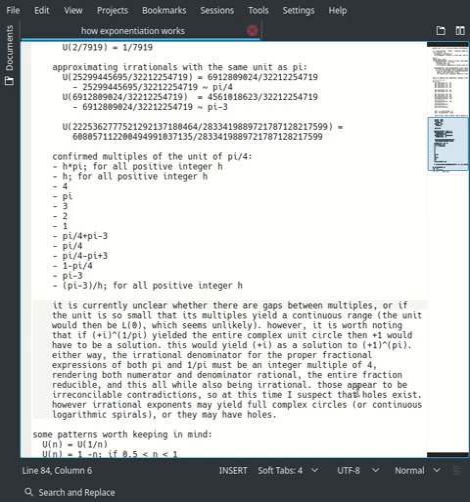Either way, the irrational denominator of the proper fractional expressions of both pi and 1 on pi must be an integer multiple of 4, rendering both numerator and denominator rational, the entire fraction reducible, and this all while also being irrational. Alright, so how do you have a reduced fraction where numerator and denominator are both divisible by 4, and if they're both divisible by 4, it's necessarily rational now, but this has to be an irrational number. So there's contradictions in there, and there's enough contradictions in there that I kind of buy it.